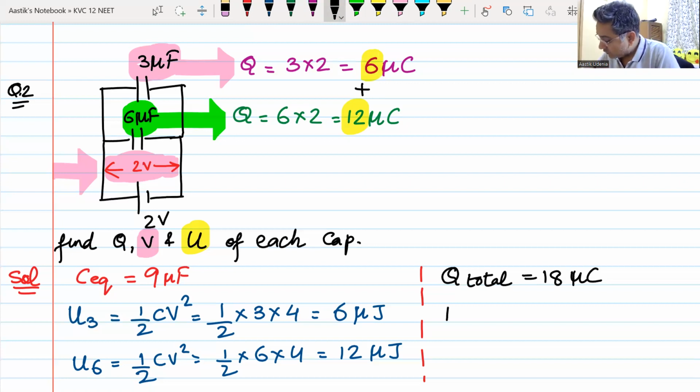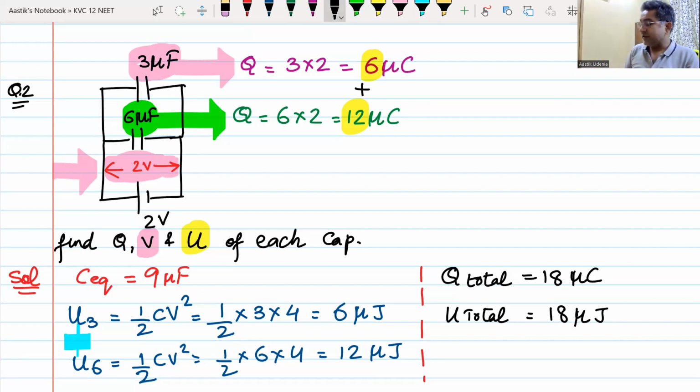If now they ask you what is the total energy stored in both the capacitors, what you got to do? Nothing much. You just need to add these two energies together. The energy stored in the 3 microfarad capacitor is 6 microjoules. The energy stored in the 6 microfarad capacitor is 12 microjoules. You can add them, and coincidentally both the answers are coming the same numerically. The total energy is 18 microjoules.